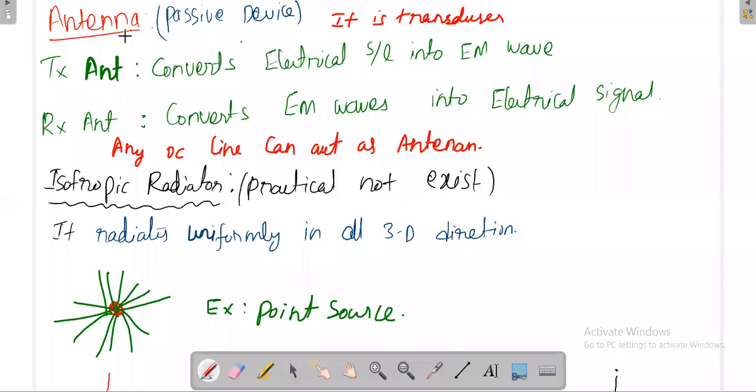Okay, antenna is a passive device and it is a transducer. What is a transducer? It converts one form of energy into another form of energy. Yes, is it audible?